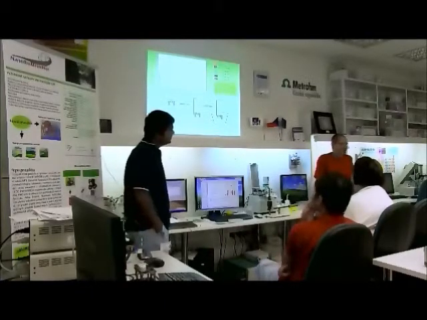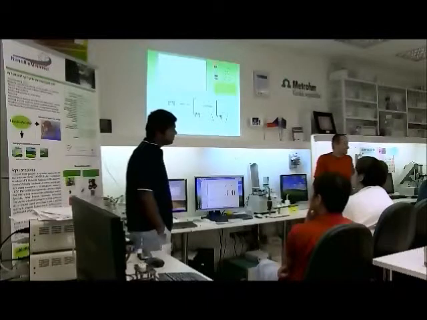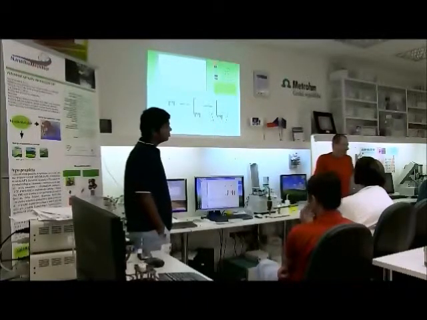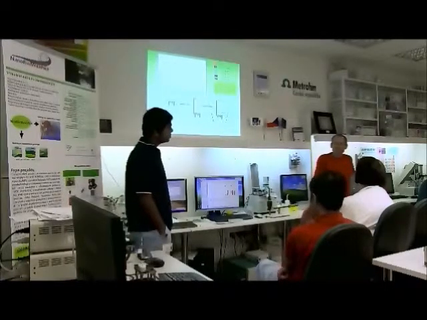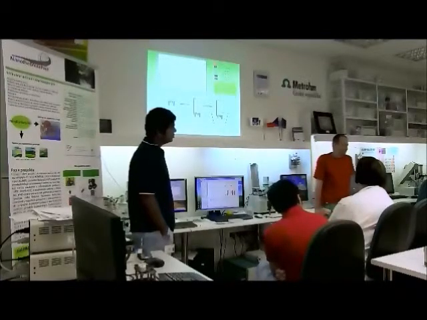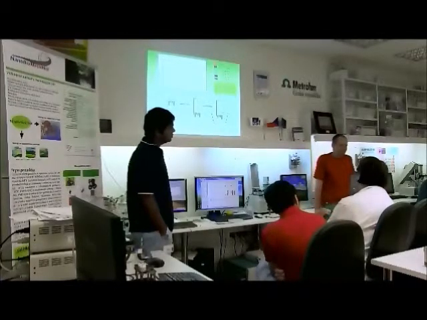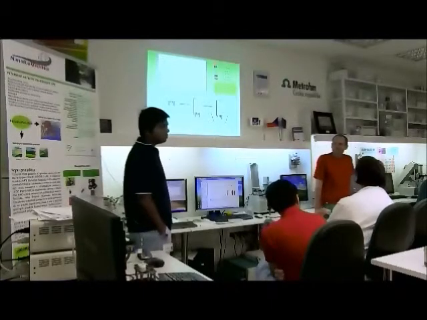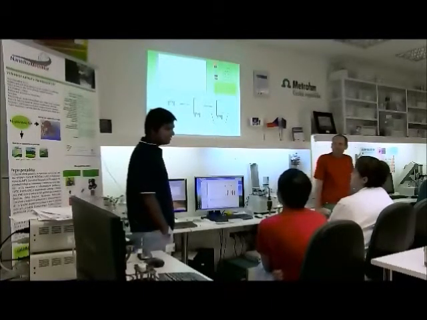Okay, other questions? This graph shows that the electrochemical signal depends on the concentration of the molecules. What happens if you have different concentrations of carbon nanotubes? Does the signal change somehow? I think we can answer this. Okay.